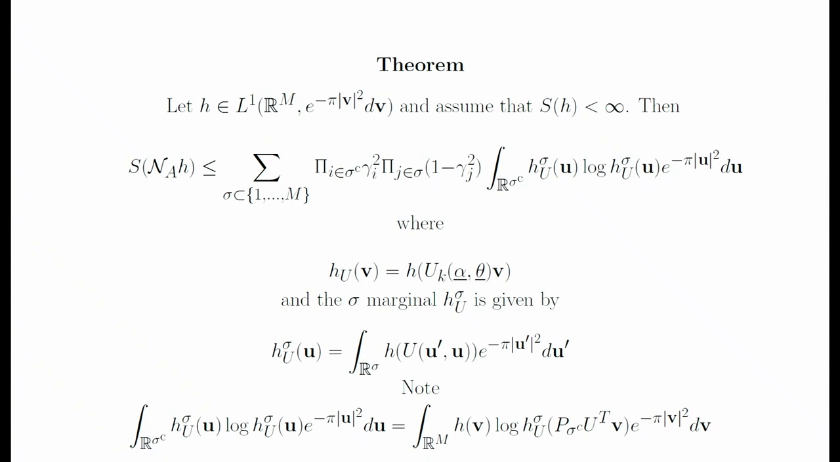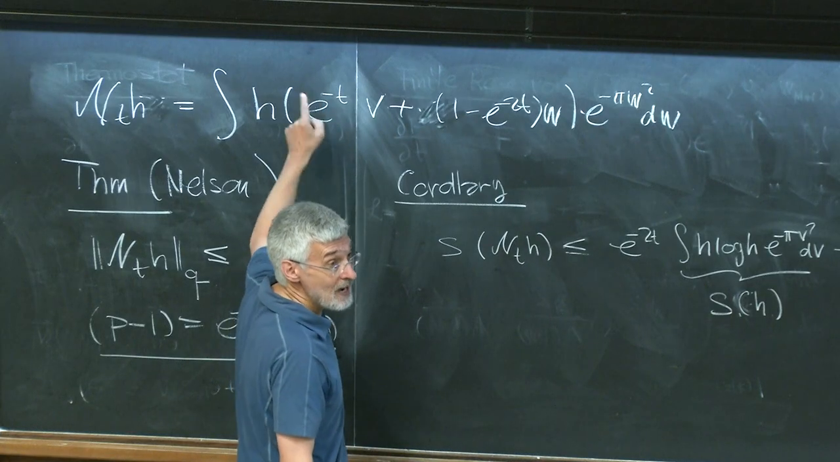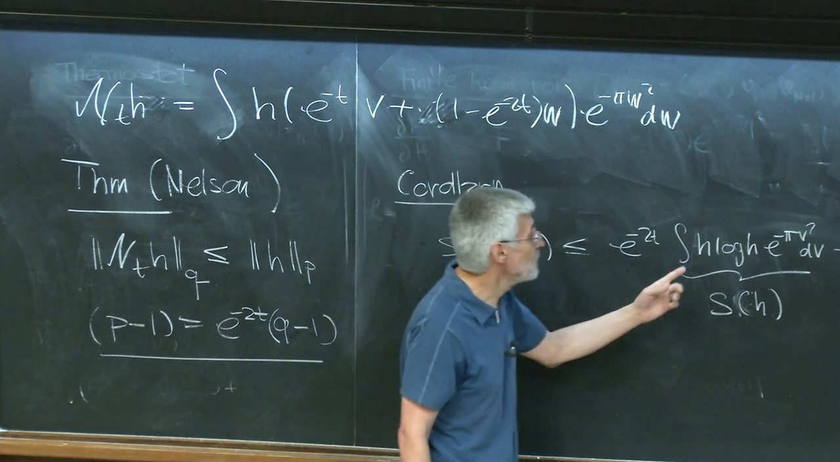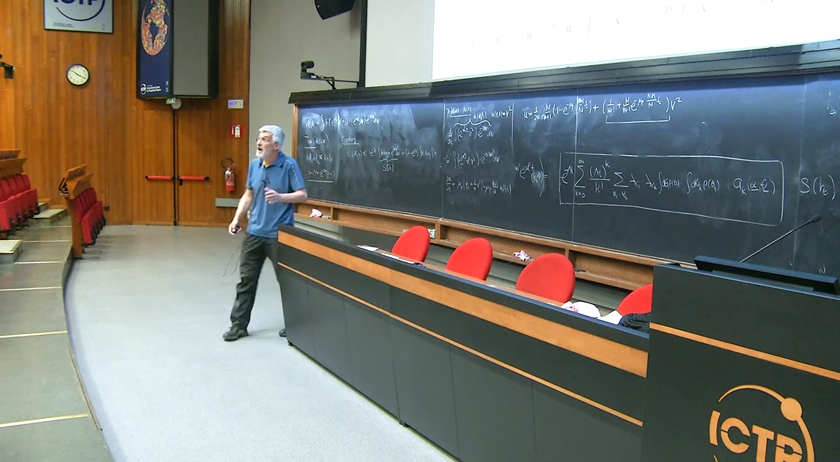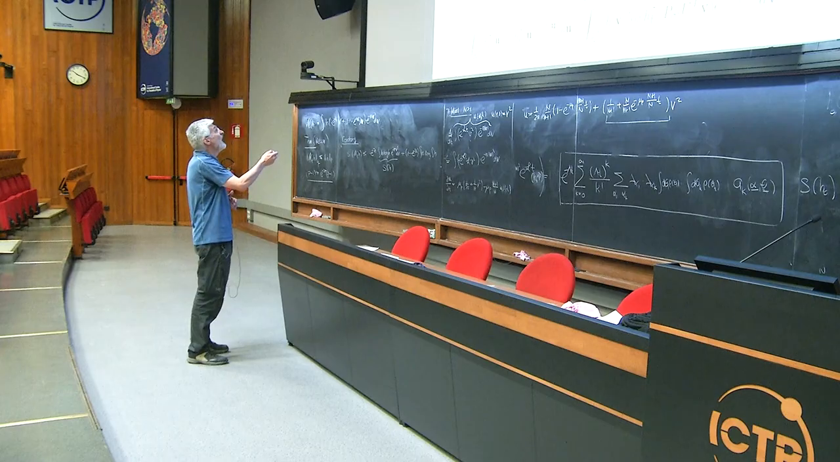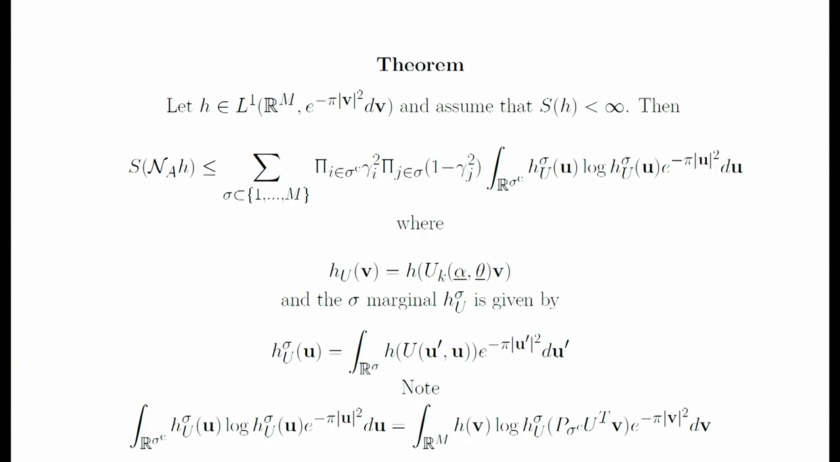Why do I have to take marginals? Because when I apply, for example, Nelson's theorem to a function of two variables where I have different eigenvalues here, then what do I get? I cannot assume that the marginals are normalized. So what I have to do is reiterate this and keep track of all the terms, and that just gives you this huge mess. So what is it? It's the sum over all subsets of the set 1 to m. When the index is in the complement, you put gamma i squared, one of these singular values in the singular value decomposition. And when it's in the set, you put 1 minus gamma j squared. Here, you have to take the marginal in the variables which correspond to sigma.